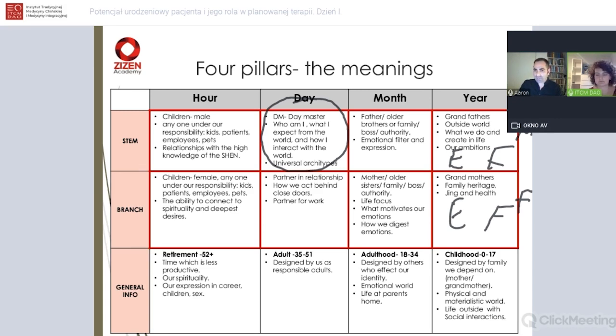So, for example, if we look at the stem of the year, so like the grandparents or grandfathers, we can see that it represents also what we create in life, our hobbies, again, what we show people, the job we choose, and our ambitions at work. It can be our colleagues, our bosses, or people that we have interaction with.